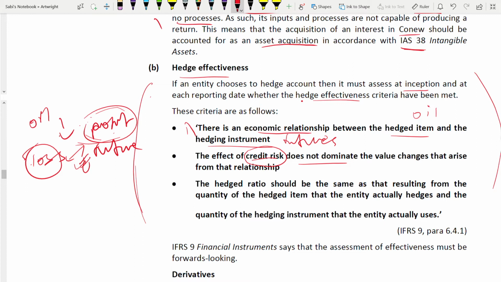If the value changes because of that relationship, yes, it is one of the criteria. It should not be because of the credit risk that the value is changing. Because sometimes when the value changes because of the credit risk, then it does not meet the hedge effectiveness criteria. Remember, because they said does not dominate. Understood? Credit risk should not dominate the value changes that arise from that relationship.